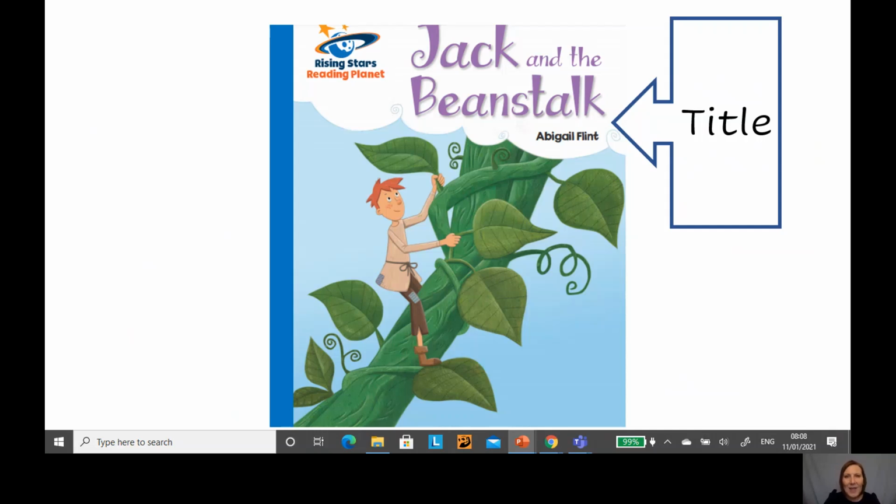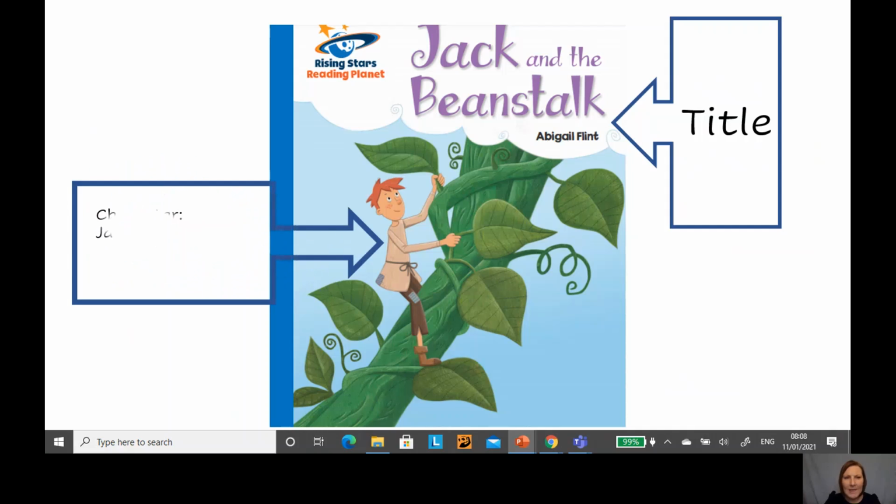Excellent, it does. Now, I wonder who this person is here. He's definitely a character from our story. Do you think that possibly could be Jack? I think it could be too. So we have the beanstalk and we have Jack, possibly our main character there on the front. I wonder why though he's climbing that beanstalk. Where is he going? Looks like he's heading into the clouds. I wonder what could be up there.